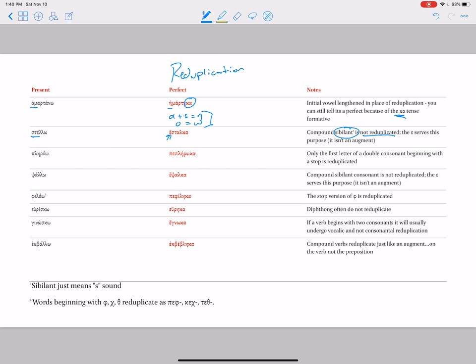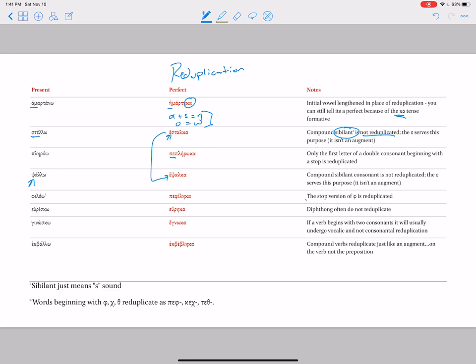And so you see this here where you have a sibilant consonant as well, the psi. You'll see epsalka for this. Now, if a... So pleura'o, we just get pepleura'ka.